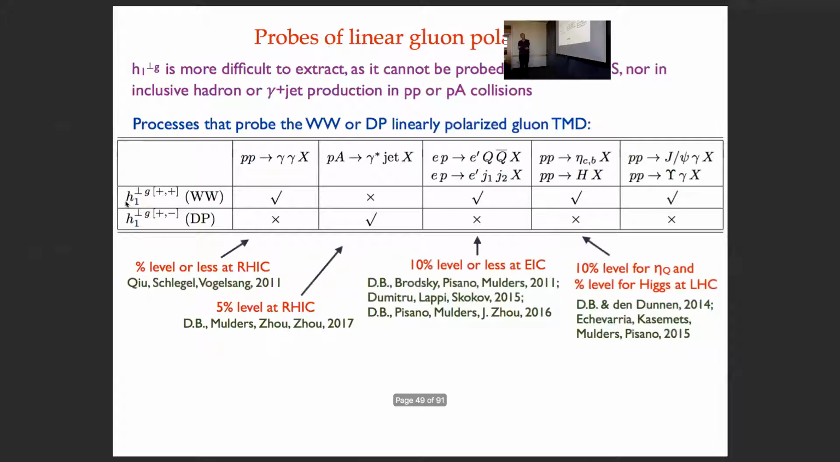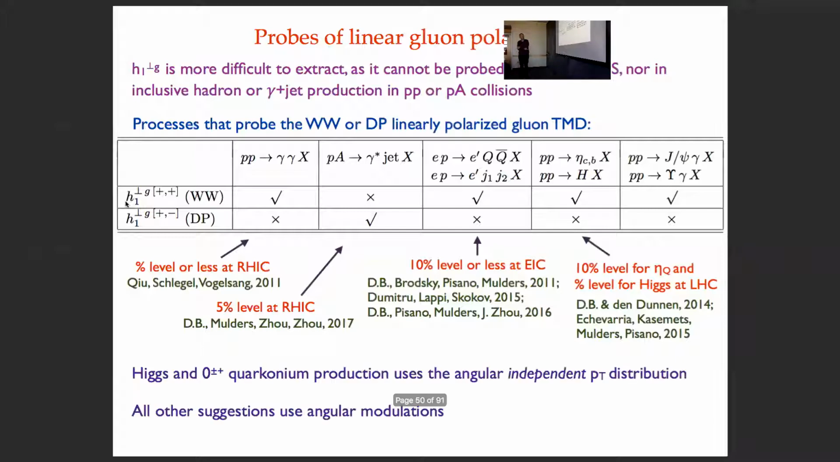Okay, so we looked at some estimates for some of these processes, and for some we only have upper bounds, and for some we have more sophisticated things. But the relevant one for ESC is this one, which I will show some plots for. Most of these observables to probe this are angular modulations. So only in Higgs production or eta C, eta B production does it appear in an angular independent way. But most are angular modulations.